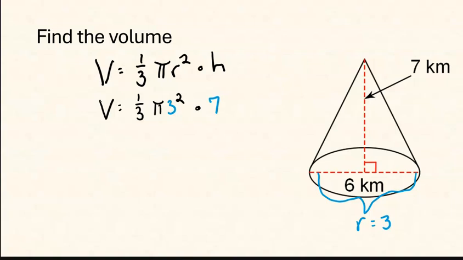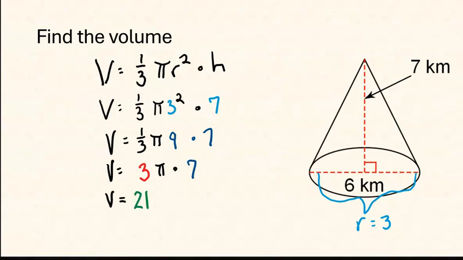Okay, I am going to square 3 and then bring the rest down. And now what I'm going to do is put everything together. And I could do this without a calculator because I am not going to change pi to 3.14. So 1/3 times 9 is 3. Then 3 times 7 is 21, leaving me with a final answer of 21 pi.